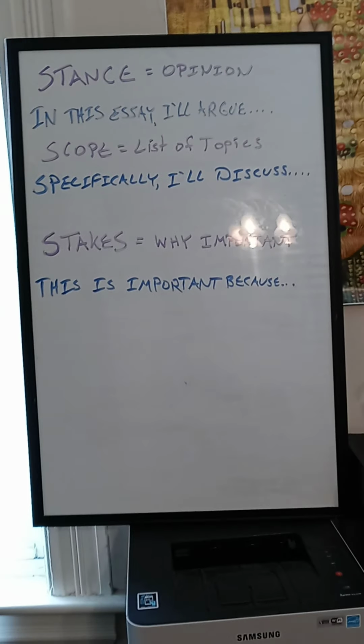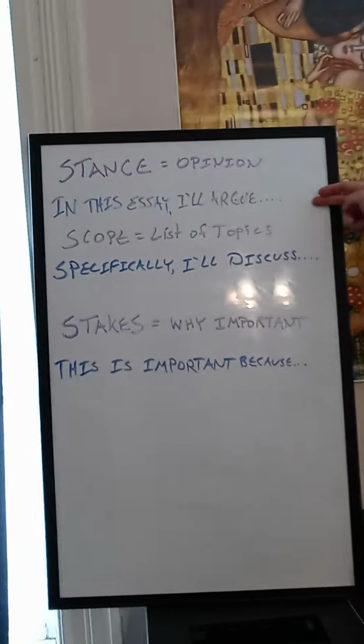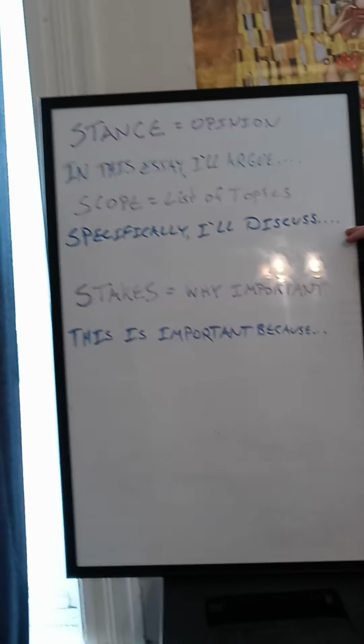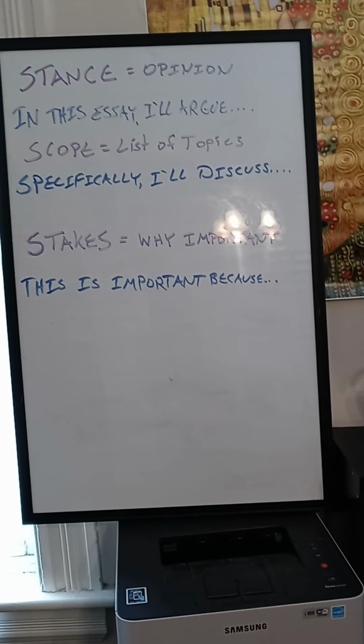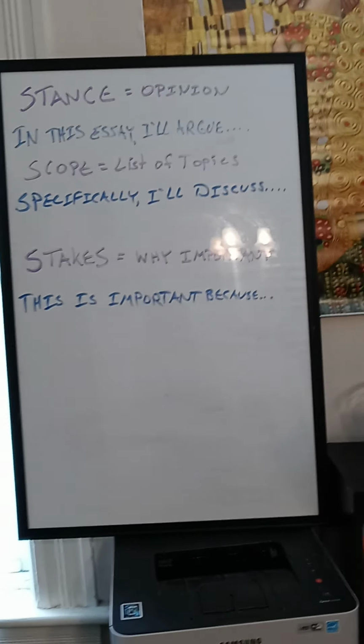What we use inside the essay are called signposts. They are little tiny phrases that help with transitions so the reader knows the layout of the essay. In this first one: in this essay, I'll argue. Then: specifically, I'll discuss. And: this is important because. I want you to use all 3 of those signposts in your analytical essay. So, in this essay, I'll argue.